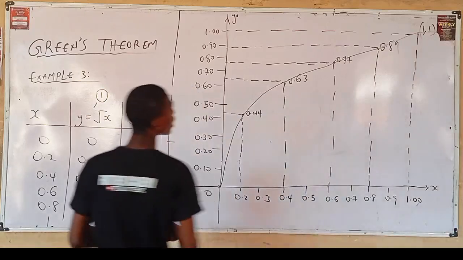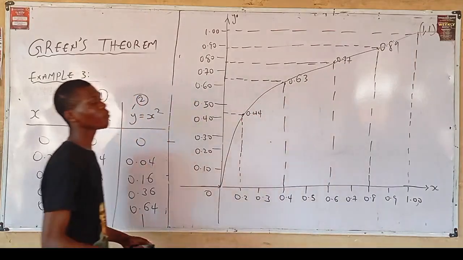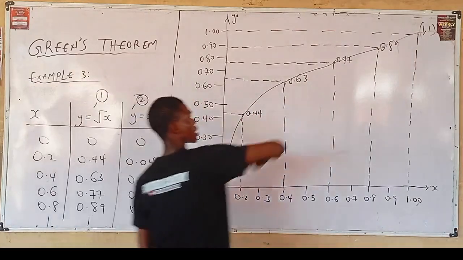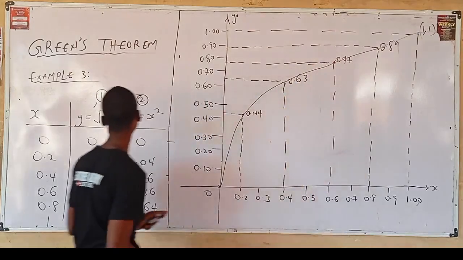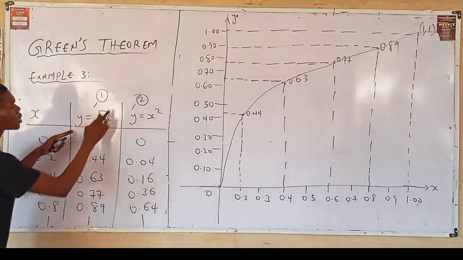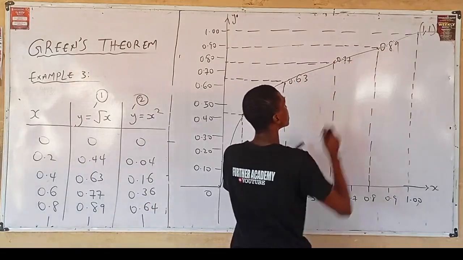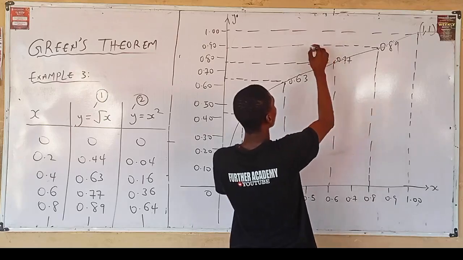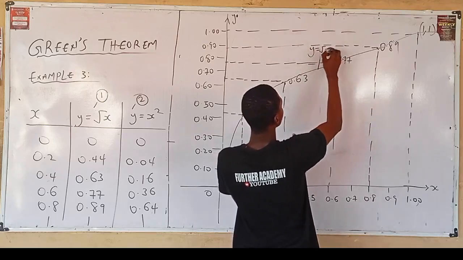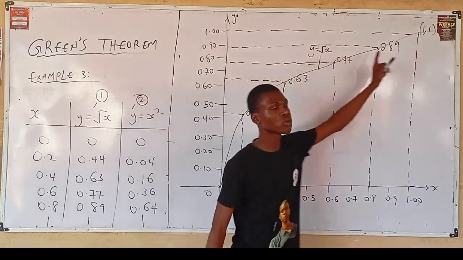Alright, now from here, the question is this curve that I'm having here, what function of y gave me this curve? You observe that when y is equal to square root of x, this is my curve, right? So indicate this curve that you have here, when y is equal to square root of x.